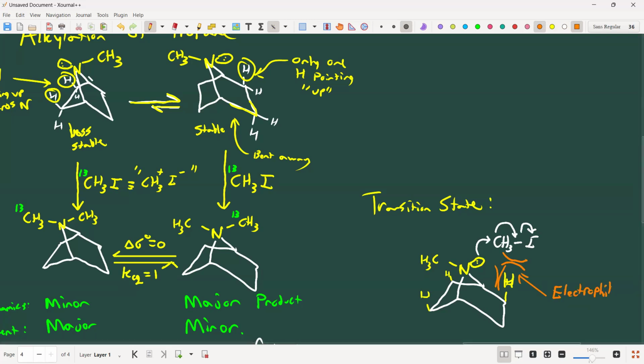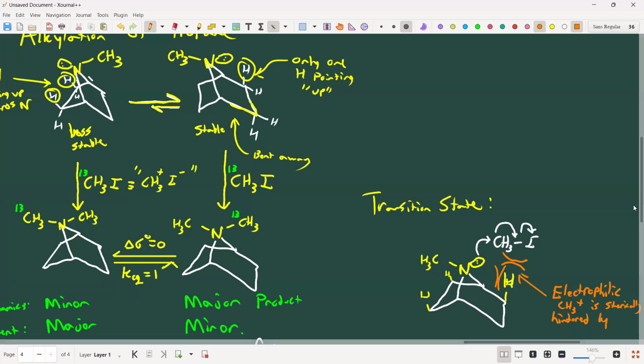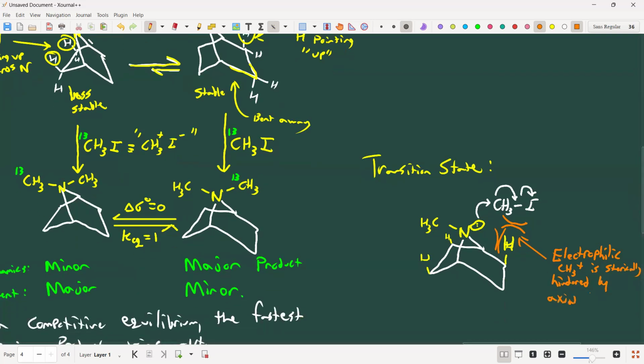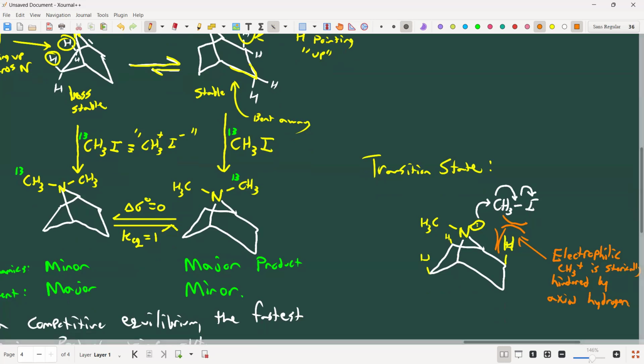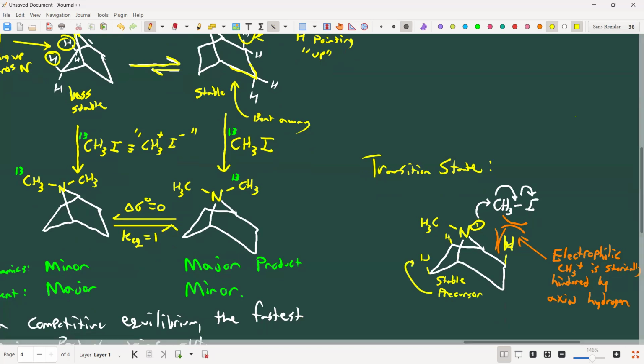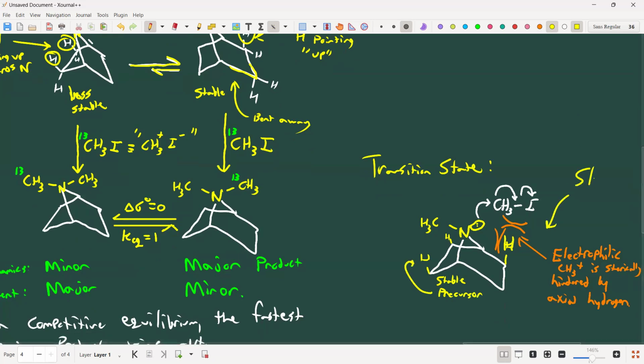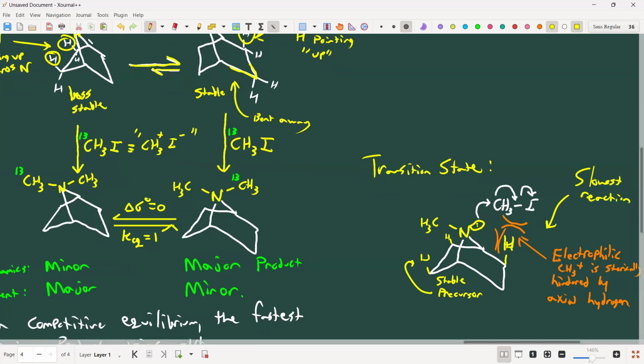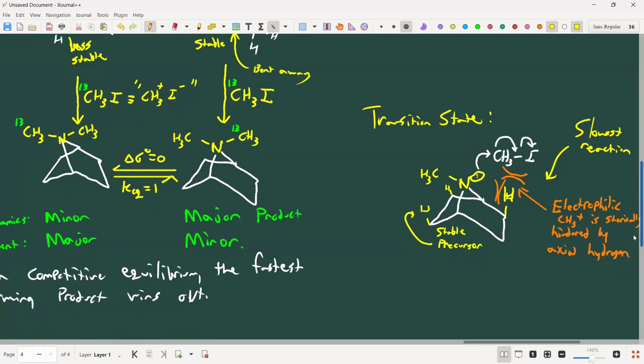Electrophilic CH3+ is sterically hindered by axial hydrogen. So even though this is the stable precursor, this is the slowest reaction, or the most energetically unstable transition state, whichever way you want to think about it.